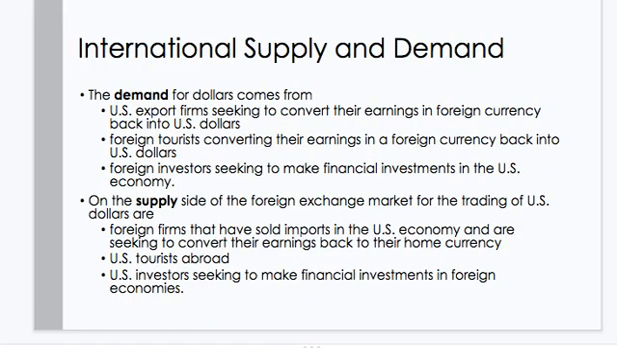dollar. International supply and demand. The demand for dollars comes from U.S. export firms seeking to convert their earnings in foreign currency back into U.S. dollars, foreign tourists converting their earnings in a foreign currency back into U.S. dollars, and foreign investors seeking to make financial investments in the U.S. economy. On the supply side of the foreign exchange market for the trading of U.S. dollars are foreign firms that have sold imports in the U.S. economy and are seeking to convert their earnings back to their home currency, U.S. tourists abroad, and U.S. investors seeking to make financial investments in foreign economies.